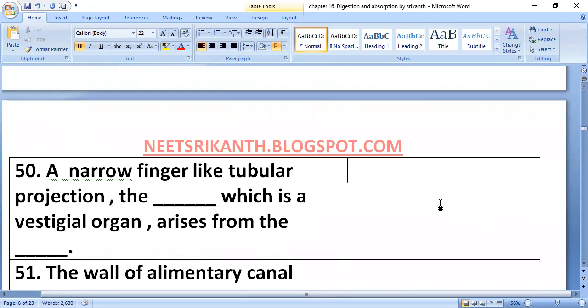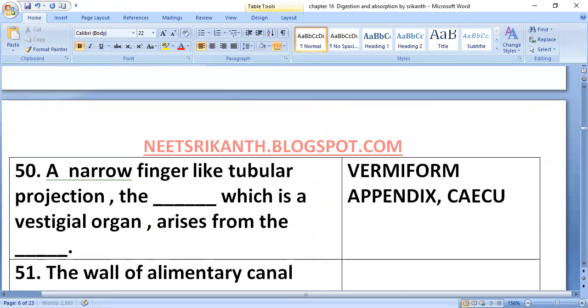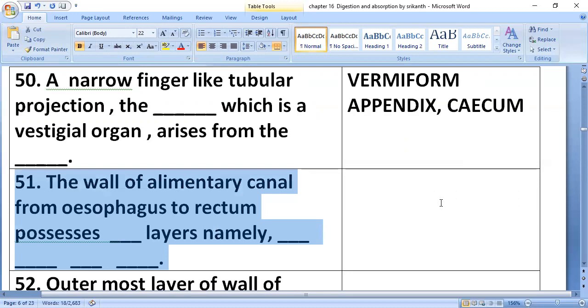arises from the cecum. The wall of alimentary canal from esophagus to rectum possesses layers. How many layers? 4 layers.